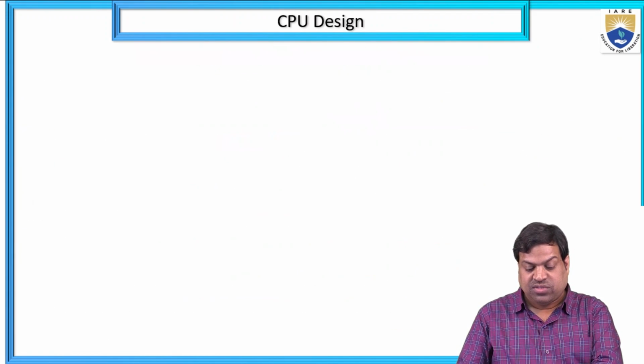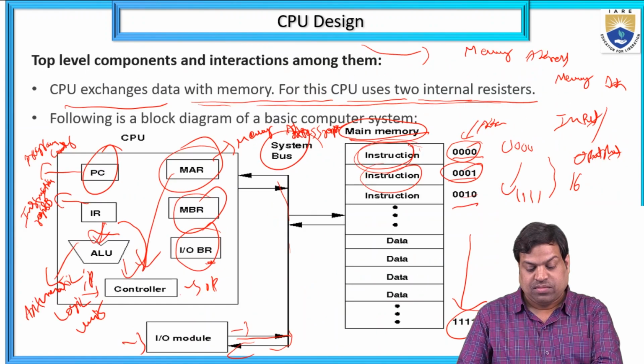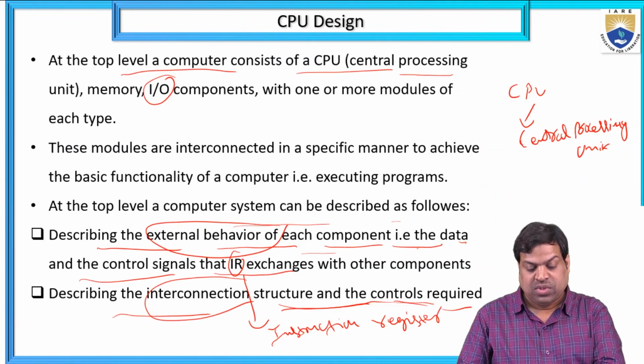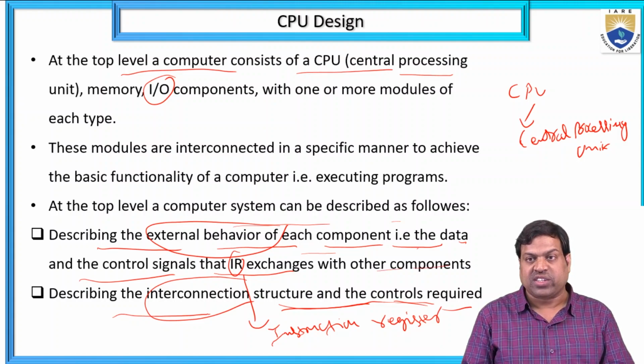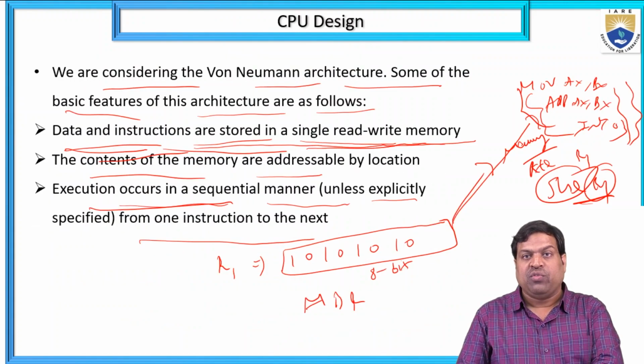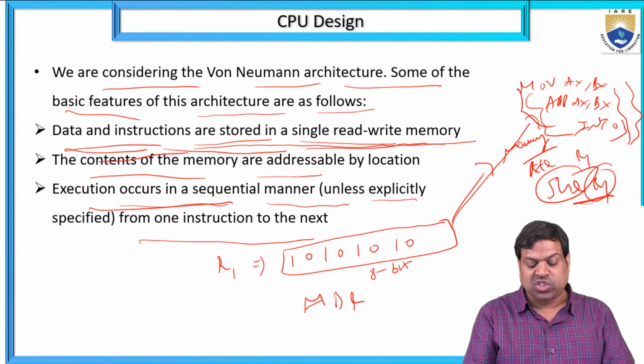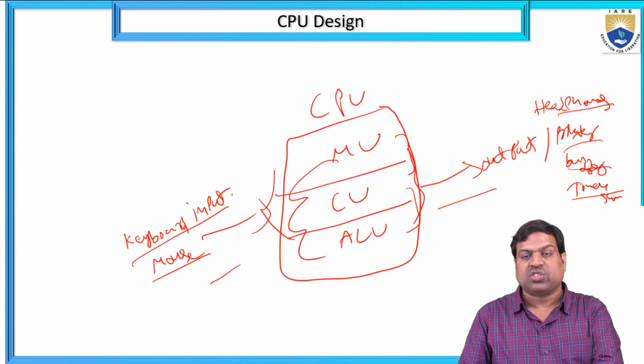So we discussed CPU design. It is the external behavior or component of the data and the control signals for the exchange with other components. These are the interconnection structure and control required. We are considering the von Neumann architecture, where data and instructions are stored in a single read-write memory, and the contents of the memory are addressable by location. Execution occurs in a sequential manner from one instruction in the memory to the next one.